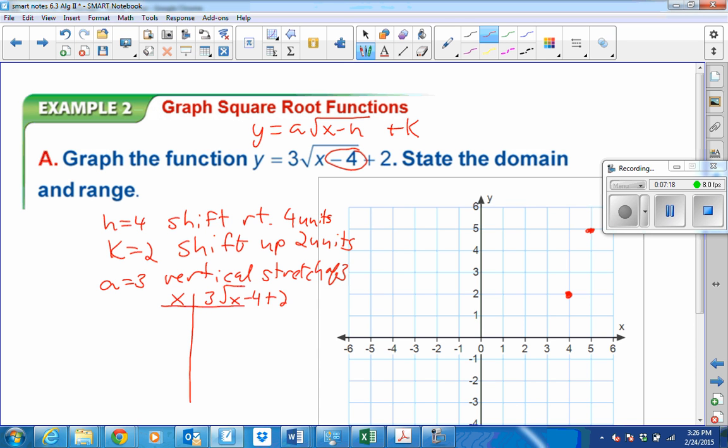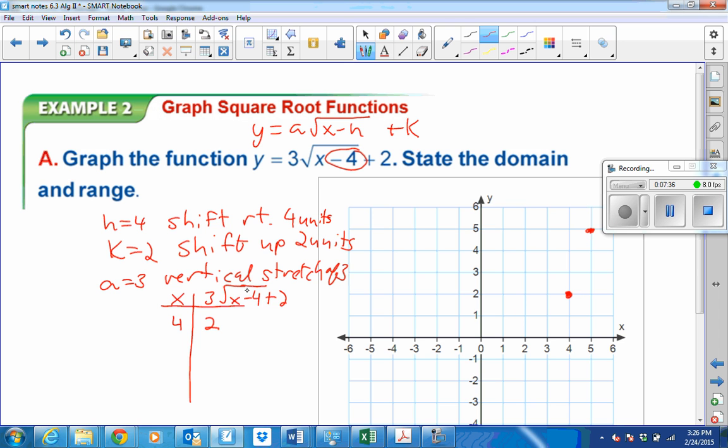What's the best value to pick here to start for x? We want that radicand to equal 0. So we're going to first plug in x equals 4. So 4 minus 4 is 0. Square root of 0 is 0. 3 times 0 is 0. Plus 2 is 2. And that's how we got that starting point.